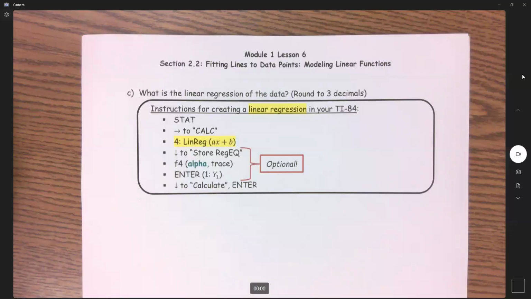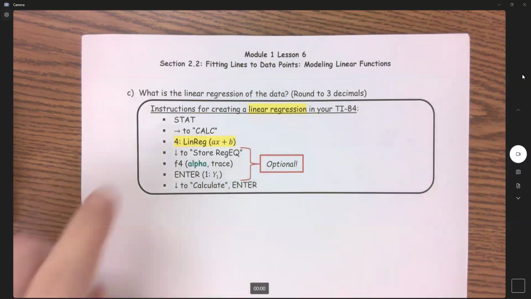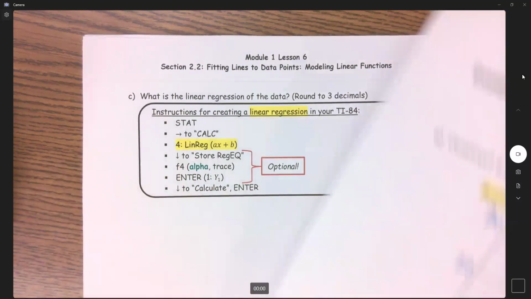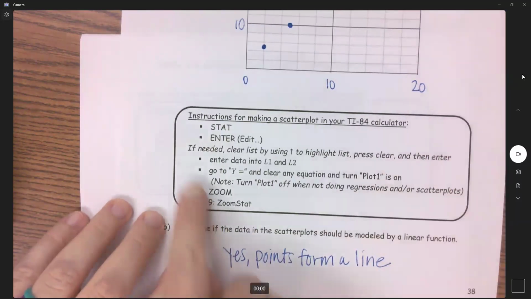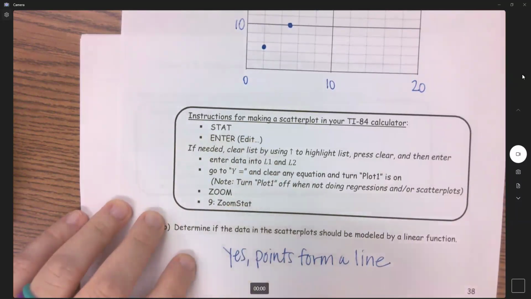Continuing on with example 1, now part C wants what is the linear regression of the data? We're going to round to 3 decimal places. Now here's your instructions for creating a linear regression, but I want to emphasize that I can start right here because I have already entered in this data to make this scatter plot.